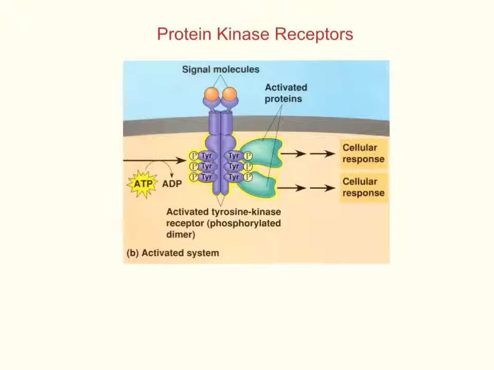Protein kinase receptors are basically receptors that have a transmembrane protein enzyme. They are kinases. They're enzymes that add a phosphate group to a protein. So basically the little phosphates are right here, and they're added.